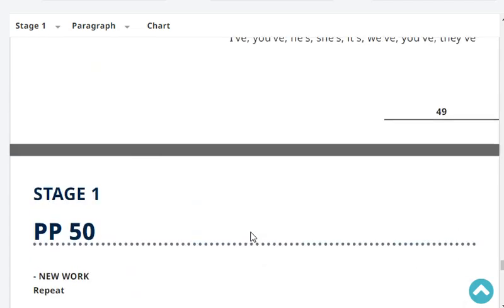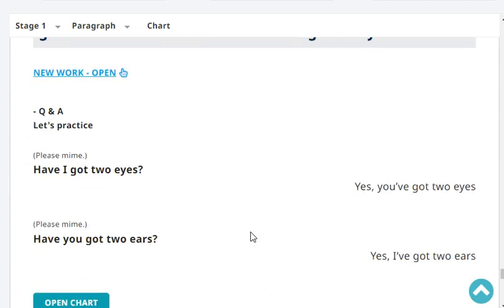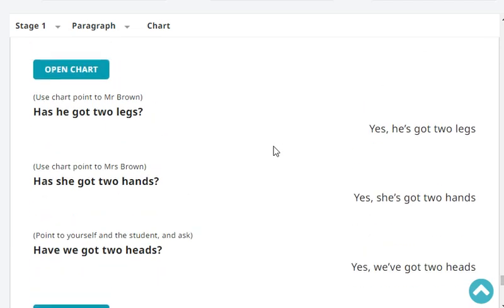Okay. Have I got two eyes? Yes, you've got two eyes. Very good. Have you got two ears? Yes, I've got two ears. Very good.